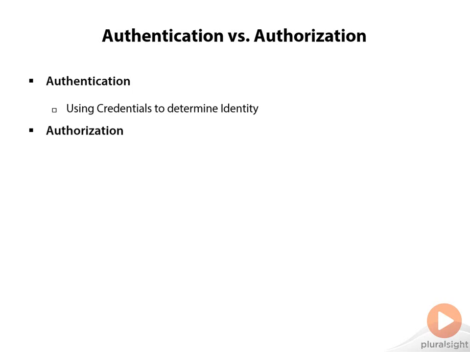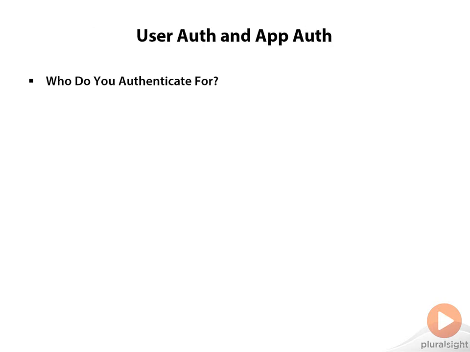And that is used normally in authorization. This is where it takes the identity that you've created with the credentials and determines whether you have rights to a specific resource. So this user that I've identified with authentication, do they have rights to this particular API or this part of a website? With that in mind, we want to think about what we really want to authenticate.